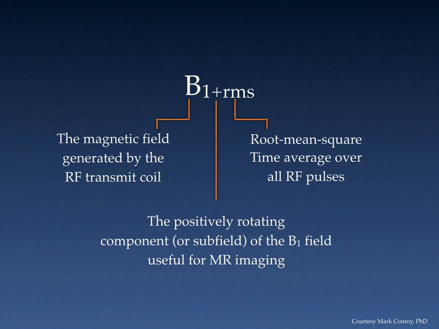The term root mean square is a statistical measure. It's also known as a quadratic mean, and it is a way to average the magnitude of a varying quantity, such as positive and negative, which is what we have when we have a sinusoidal wave, like our RF pulse.